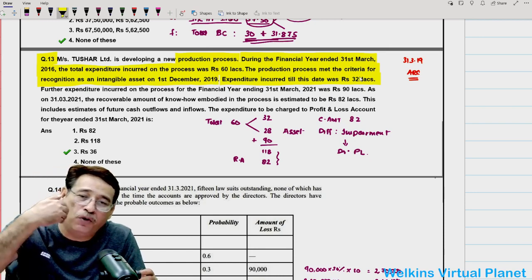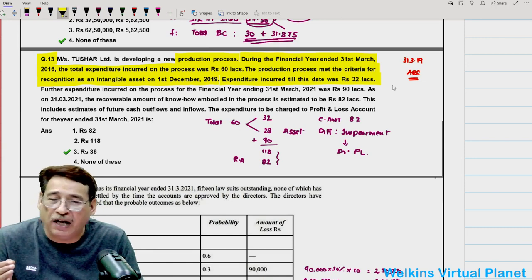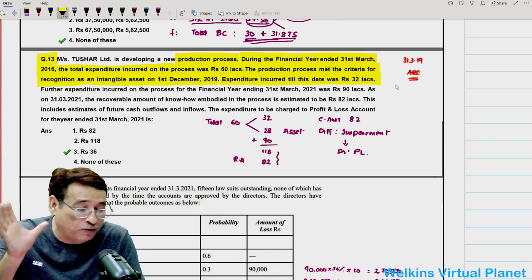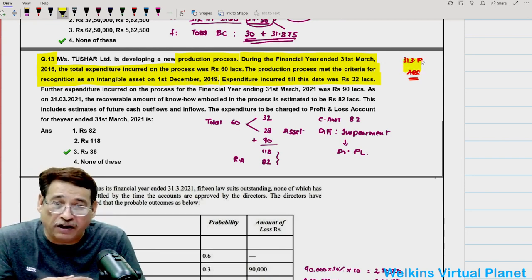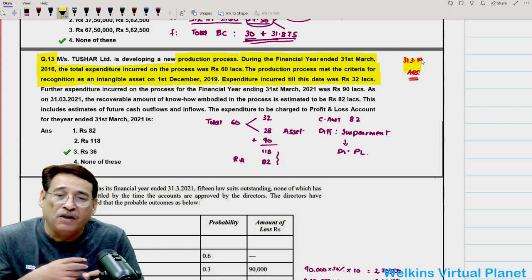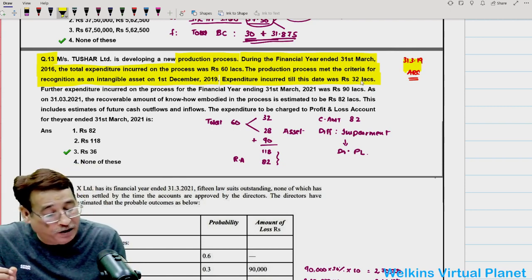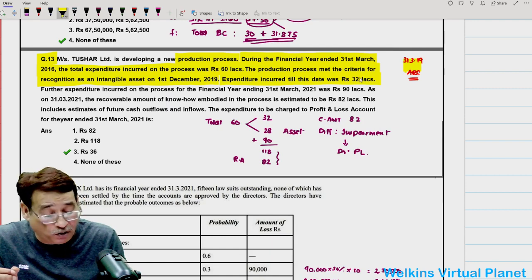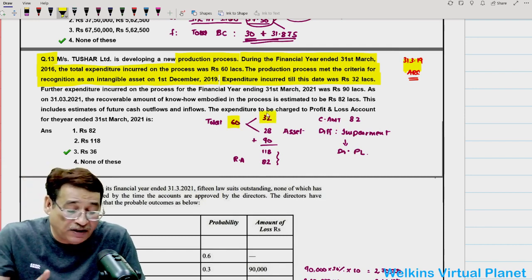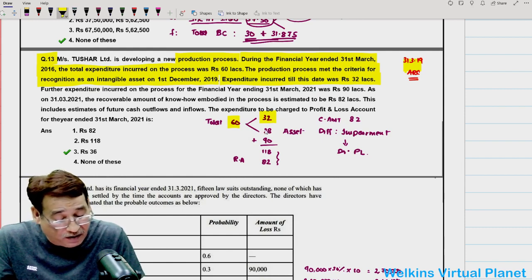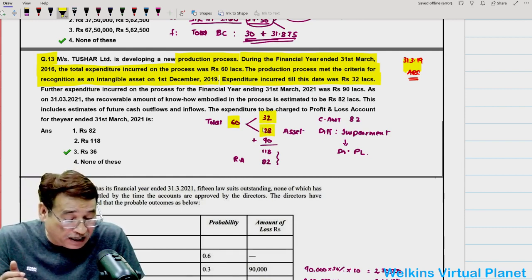Now, whatever amount you have spent out of 60 lakh will be debited to profit and loss account, no doubt about that. But the important point is that on 31st of March 2019, how much will I capitalize? See, out of 60 lakh I have spent 32 lakhs. Is it clear to you? So whatever remaining is there, that will be considered. See, out of total 60, 32 lakh is already spent. So the rest of the expenditure will be capitalized.